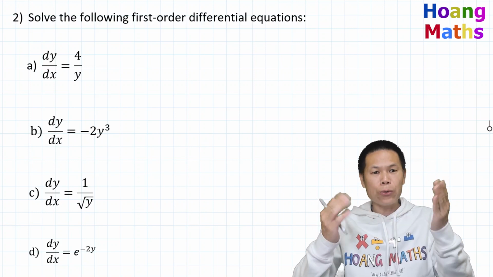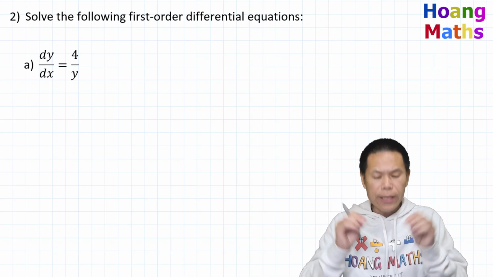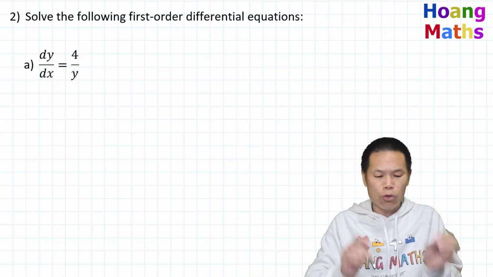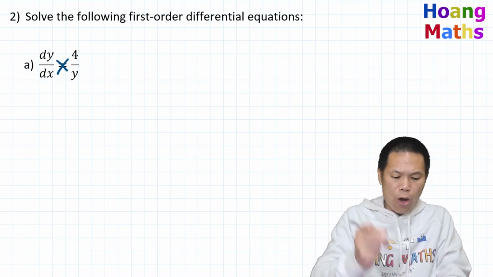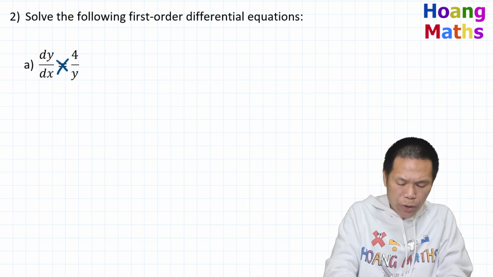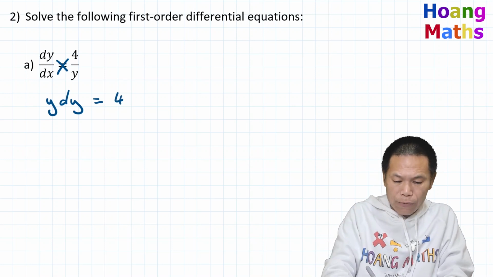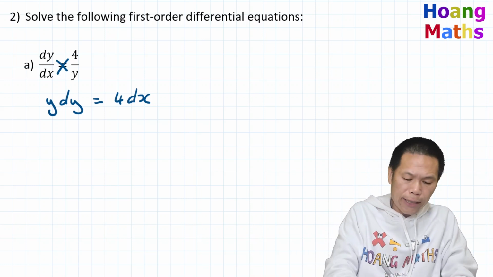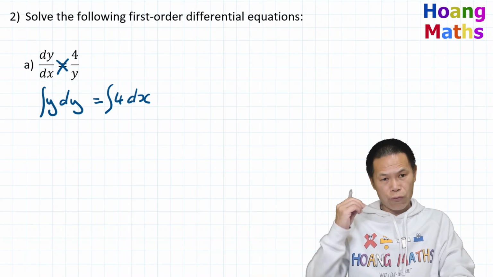So let's get into it. First of all, we need to separate y with dy first. So what I do, I just do cross multiply. So I just go like this. That means y times dy will give me y dy, and then 4 times dx is 4 dx. Now what I do, I integrate both sides. So I integrate this side and I do the same thing on the right hand side.